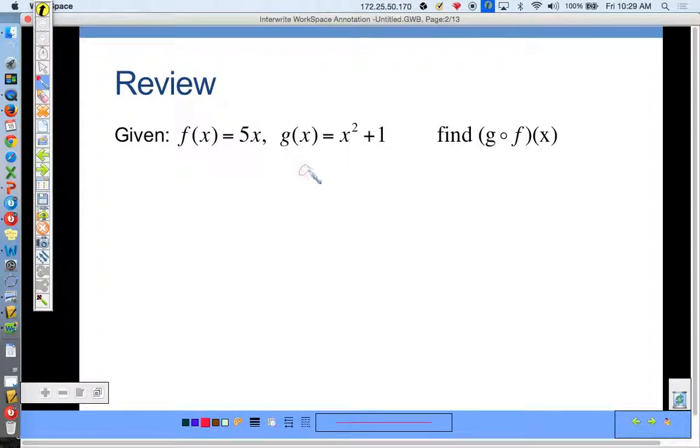So again, we have g of f of x if we were to write it with this notation. And our outside function is that g of x, x squared plus 1. So we'll replace that x with our f. So we have 5x squared plus 1. So we have 25x squared plus 1.